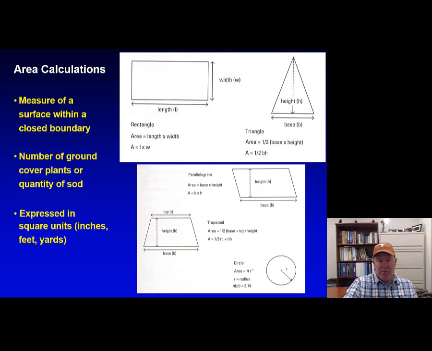Back up to the parallelogram, the area is equivalent to the base times the height, which will give you the square footage of the parallelogram. Here's the good old favorite of mine, the circle. Area is pi r squared, where r is the radius and pi is a constant of 3.14. So area is pi times the radius squared.